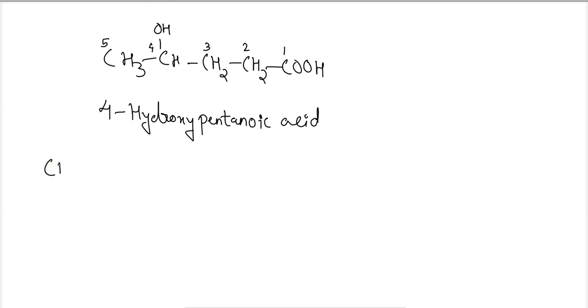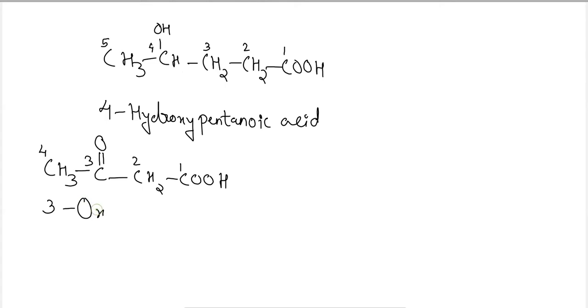For example, CH3, C double bond O, CH2, COOH. So here the ketone is less preferential in comparison to the carboxylic acid. So it will be termed as the substituent functional group, and hence the name of this compound will become 3-oxo, which is the prefix name for the ketones, 3-oxo butanoic acid.